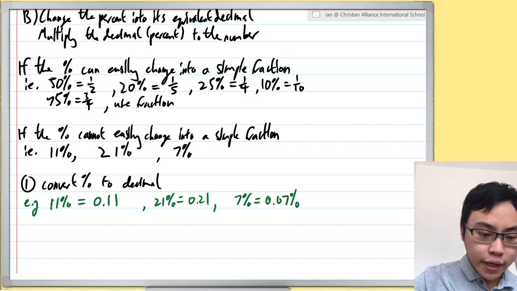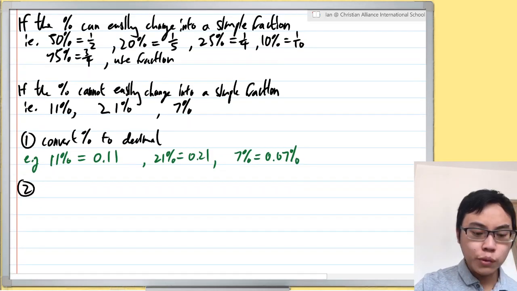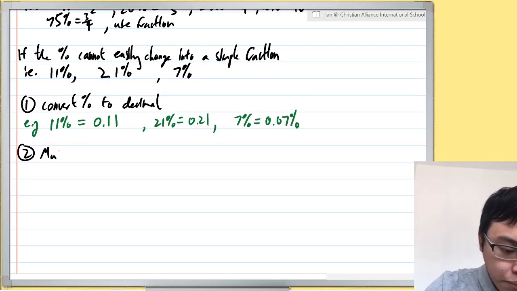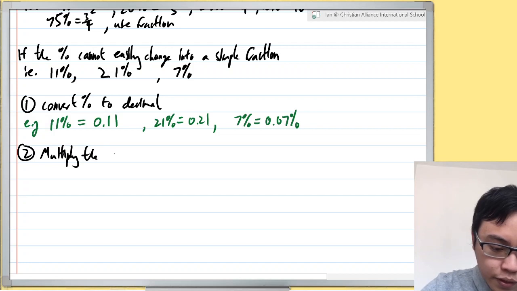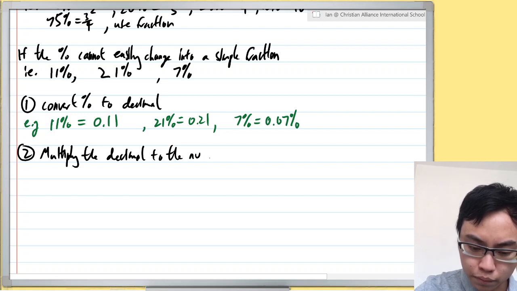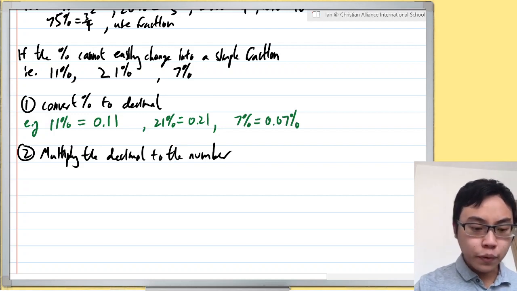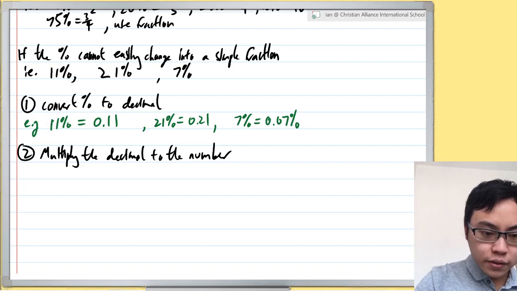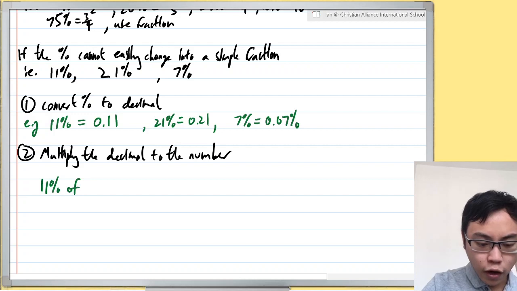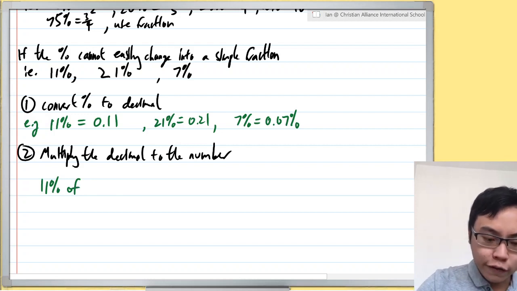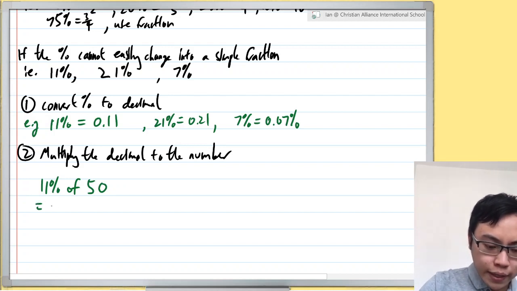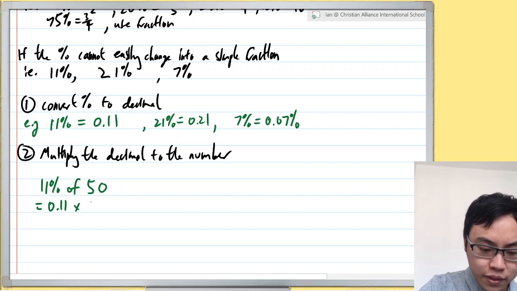So that's step 1. And then step 2, what we want to do is we want to multiply the decimal to the number. And so for example, let's say we wanted to find 11% of a number, let's say of 50. 11% of 50, how do we do this? That is the same as 0.11 times 50.